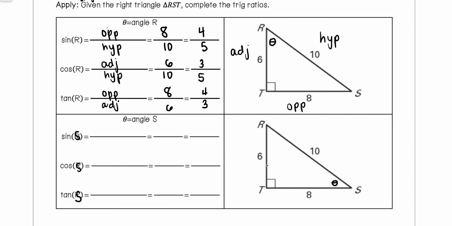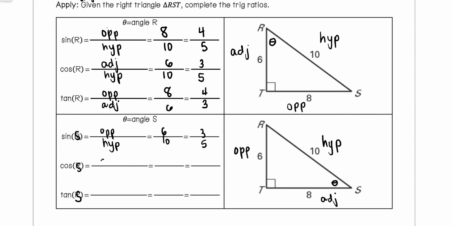So our opposite now is across from theta, so that will be our side length of 6. The side that is adjacent is 8, and the hypotenuse stays the same because it's still across from the right angle. So sine is still opposite over hypotenuse. So our opposite side now is 6, and our hypotenuse is still 10. So this simplifies to 3/5.